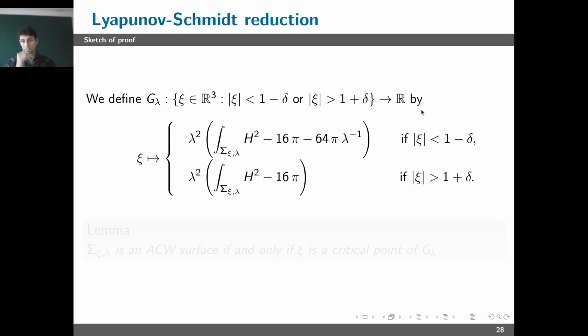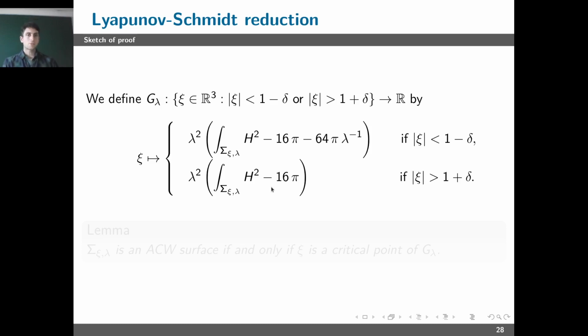And if the surface is on center, so if |psi| is less than 1 minus delta, psi is being mapped to lambda squared times the integral of the mean curvature squared, minus 16 pi, minus 16 pi times lambda to the minus 1. Now if the surface is outlying, then psi is being mapped to lambda squared times the integral of the mean curvature squared, minus 16 pi.